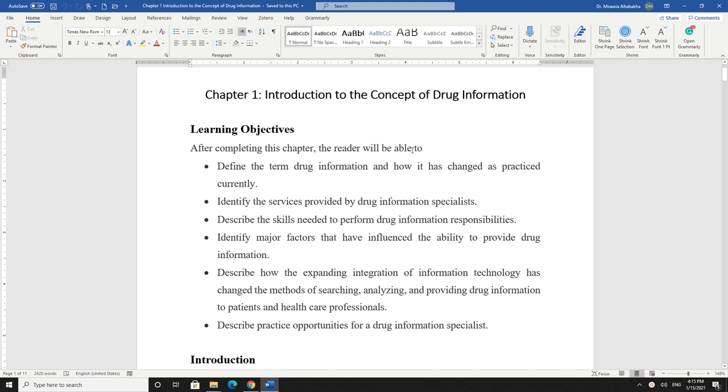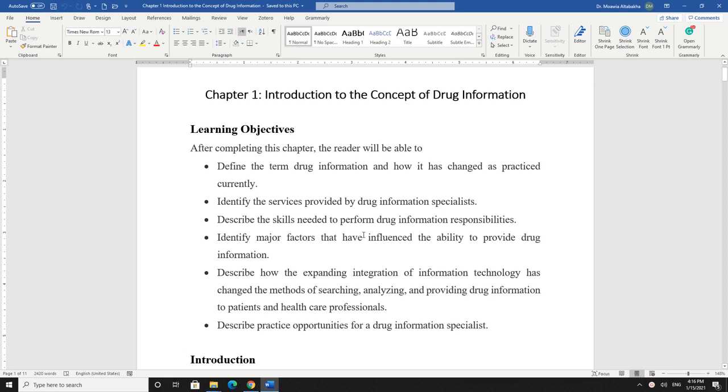Bismillah ar-Rahman ar-Rahim. I'm excited today to start with you the first chapter or topic, and that is to introduce you to the concept of drug information. One of the first things that you will learn today: what do we mean by drug information, what are the services provided by drug information specialists, such as you as pharmacists, and what are the skills needed in order to perform the drug information responsibilities.